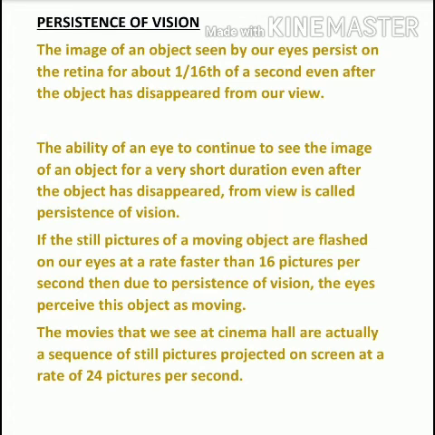It stays there for about 1/16th of a second, and this ability of an eye to continue to see the image of an object for a very short duration is called persistence of vision. Children, it is due to this phenomenon of persistence of vision that we are able to see movie pictures in a cinema hall. If the still pictures of a moving object are flashed on our eyes at a rate faster than 16 pictures per second, then the eyes perceive this object as moving.